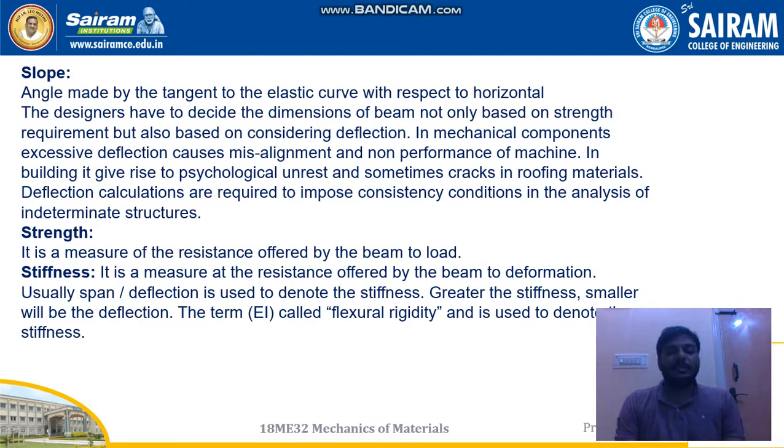The next one is stiffness. Stiffness is a measure of the resistance offered by the beam to deformation. Usually the span or deflection is used to denote the stiffness. In terms of a beam, we call it flexural rigidity, which denotes the stiffness. So whenever deformation takes place, the resistance offered gives the stiffness, which we measure as flexural rigidity.